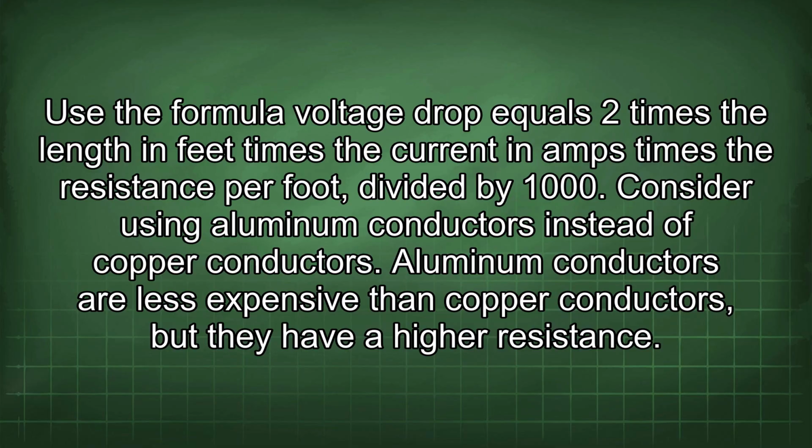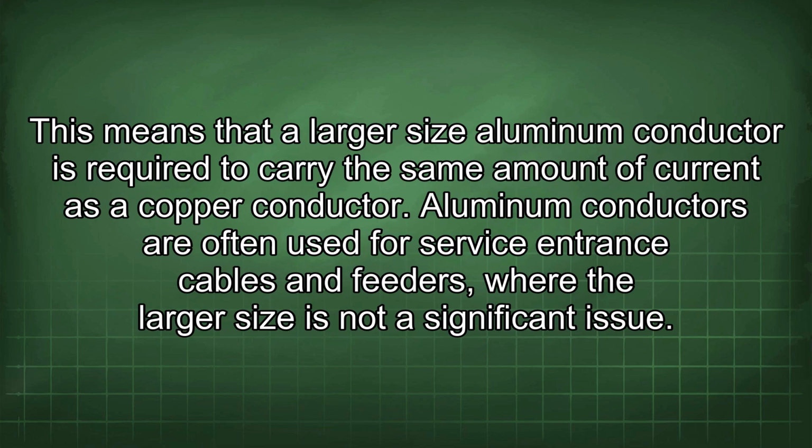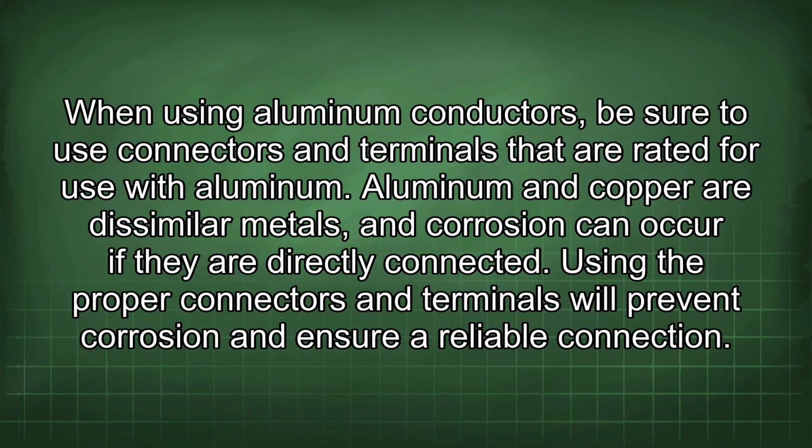Consider using aluminum conductors instead of copper conductors. Aluminum conductors are less expensive than copper conductors, but they have a higher resistance. This means that a larger size aluminum conductor is required to carry the same amount of current as a copper conductor. Aluminum conductors are often used for service entrance cables and feeders, where the larger size is not a significant issue. When using aluminum conductors, be sure to use connectors and terminals that are rated for use with aluminum.